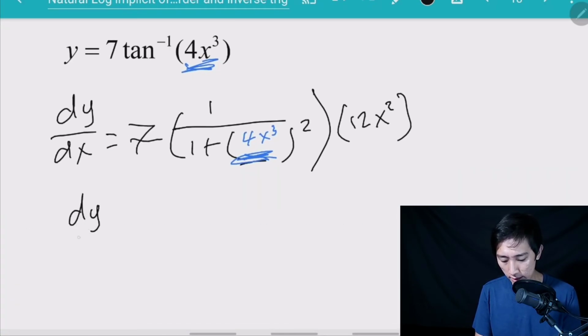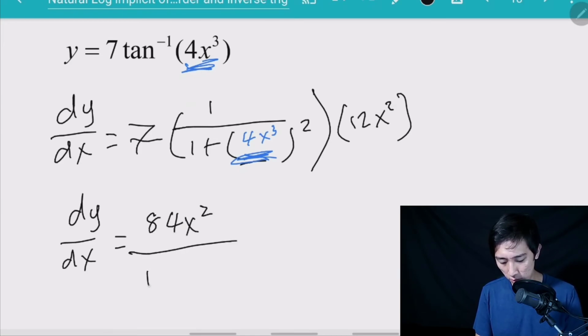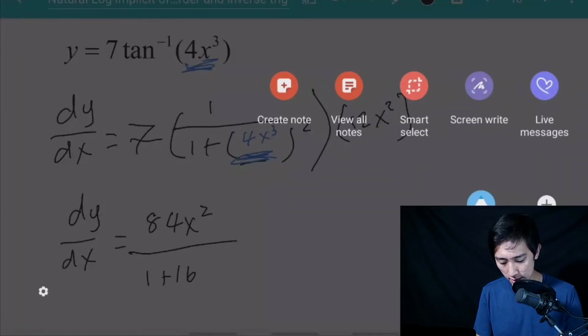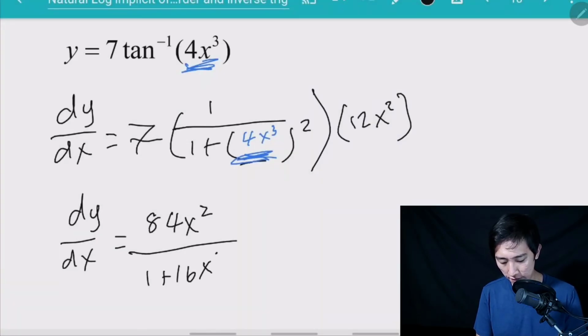So dy/dx is equal to 84, what is that? 84? 84x squared all over 1 plus 16x to the 5th, or x to the 6th, excuse me. That's it. Again, we're just using chain rule.